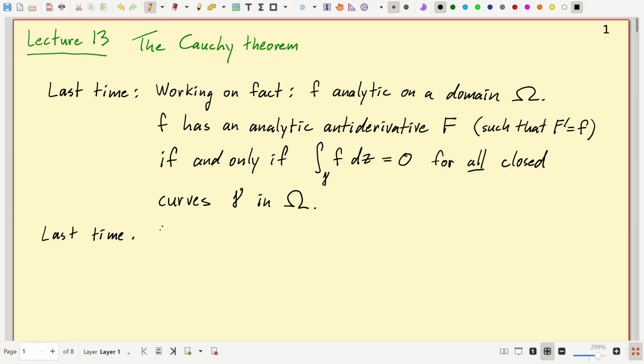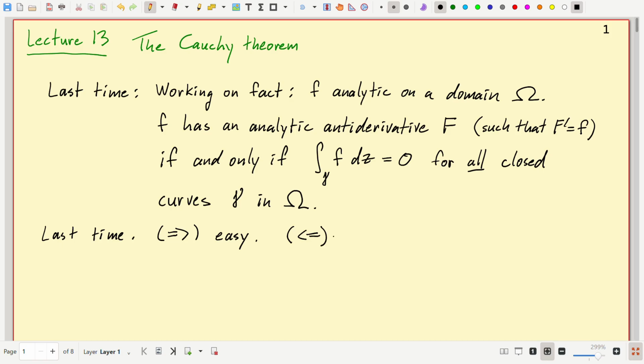Last time I showed you that in this direction of the implication, if it has an analytic antiderivative, then you write out those integrals and you're integrating f prime around a closed contour. When you use the fundamental theorem of calculus for complex integrals, you see that that's got to be 0, because that would be F at the end minus F at the start, and the end and the start are the same, capital F, that is. So last time I showed that's easy.